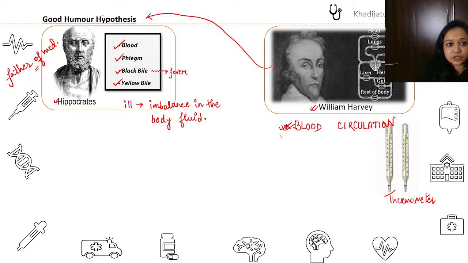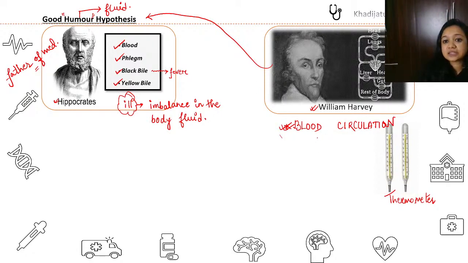What is the good humor hypothesis? The one that we just discussed, that a person with an imbalance of any of these fluids will be sick or ill. Okay, this was the good humor hypothesis of Hippocrates. And if you're wondering why he is using the term humor here, well, humor in science also means fluid. You must have studied in physiology that there is something called vitreous humor in our eye. What is that? That is a semi-solid substance, a liquid present in our eyes. Humor means fluid. Okay, so Hippocrates came up with this.